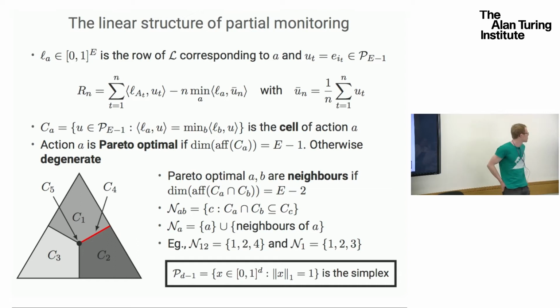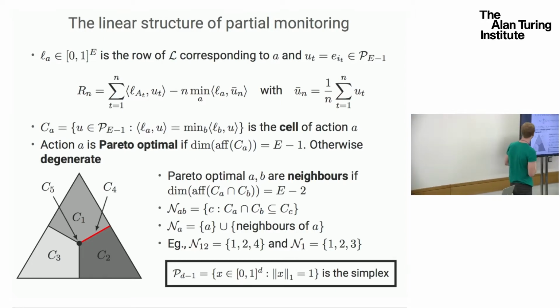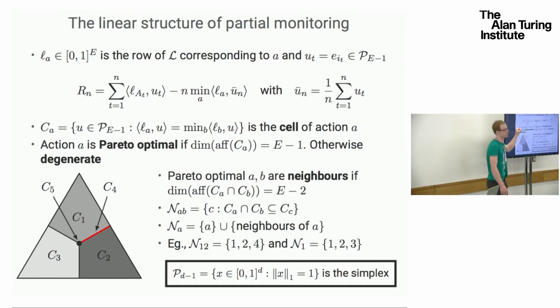So now we have this rather complicated slide explaining the structure of partial monitoring, which is actually kind of interesting, but it's a little bit messy, unfortunately. So the first thing we're going to have is the rows of this loss matrix. These turn out to be really important. So for each action, there's some row of the loss matrix. And that's what this L_a vector is, and it's some vector in [0,1]^E. So we're assuming here that losses are bounded in [0,1]. Okay? So that's the loss vector associated with some action.